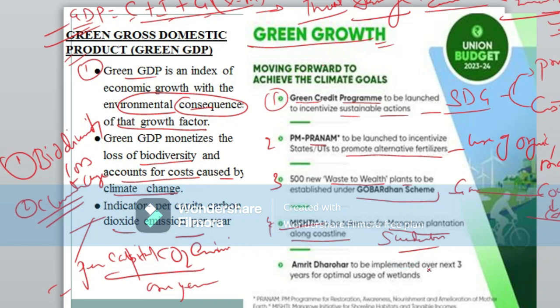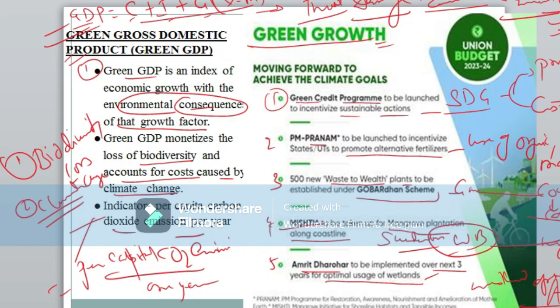Where do you see mangroves? You find mangrove trees near the Sundarban area of West Bengal. There are huge mangroves. Mangroves are the preservers of biodiversity. Fifth is Amrit Dharohar. What is in Amrit Dharohar? It is implemented over the next 3 years for optimal use of wetlands. So Amrit Dharohar makes optimal use of wetlands.